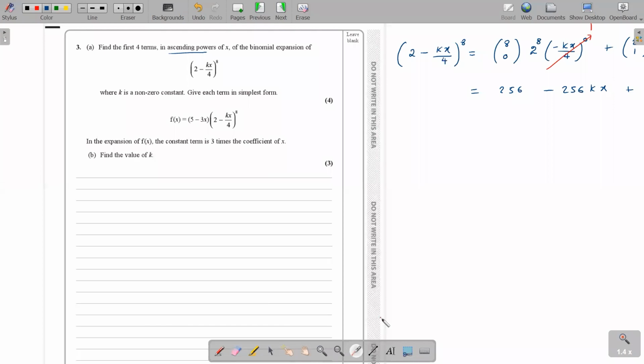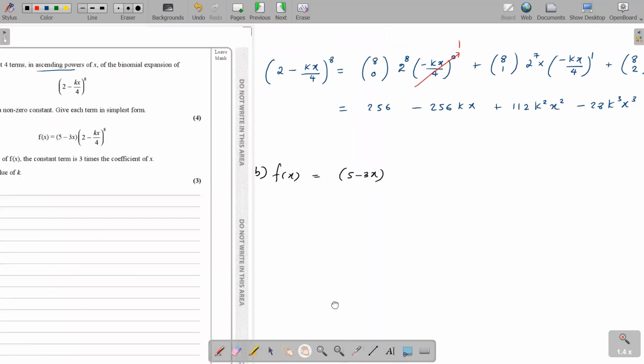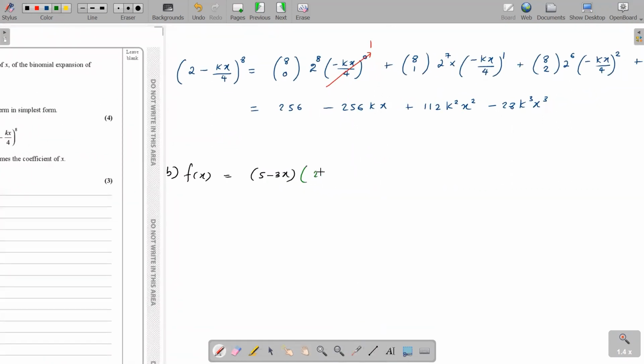Part B, they say in the expansion of f(x), the constant term is 3 times the coefficient of x. Find the value of k. Okay, so first let's write this up. f(x) is equal to (5 minus 3x) multiplied by (2 minus kx over 4) to the power 8. Basically, (2 minus kx over 4) to the power 8 is what we expanded in part A, isn't it? So I can use that answer over here. So this multiplied by 256 minus 256kx plus 112k squared x squared minus 28k cubed x cubed.